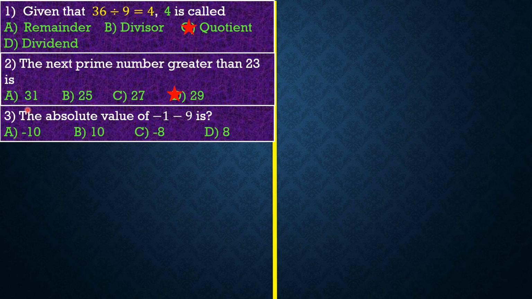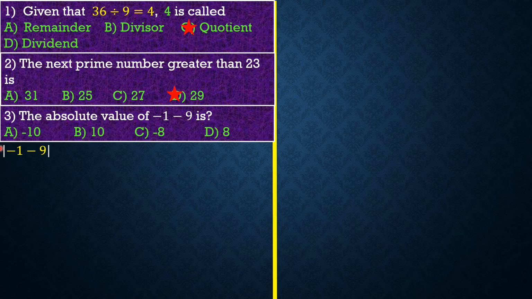Question 3, as you can see, reads: the absolute value of -1 minus 9 is. What they mean by absolute value signs is that we are going to take the absolute value of -1 minus 9. So we are going to have the absolute value.